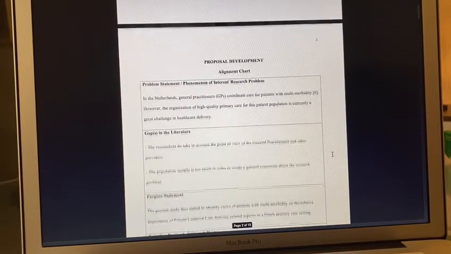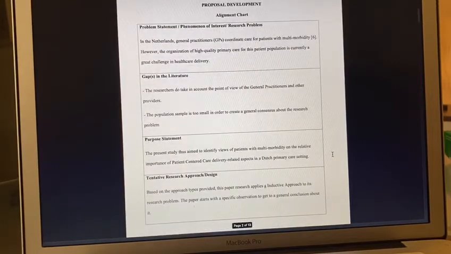Purpose statement. The present study thus aimed to identify the views of patients with multimorbidity on the relative importance of patient-centered care delivery related aspects in the Dutch primary care setting.